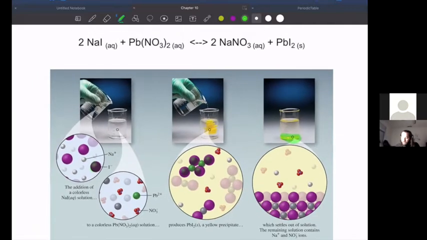Okay. So if we looked at the balanced chemical equation for this, we have two aqueous compounds, two aqueous solutions that we're mixing, and we're forming a solid compound as our product. All right. The other two ions remain aqueous. Okay. So this is a precipitation reaction. This lead iodide is precipitating out.